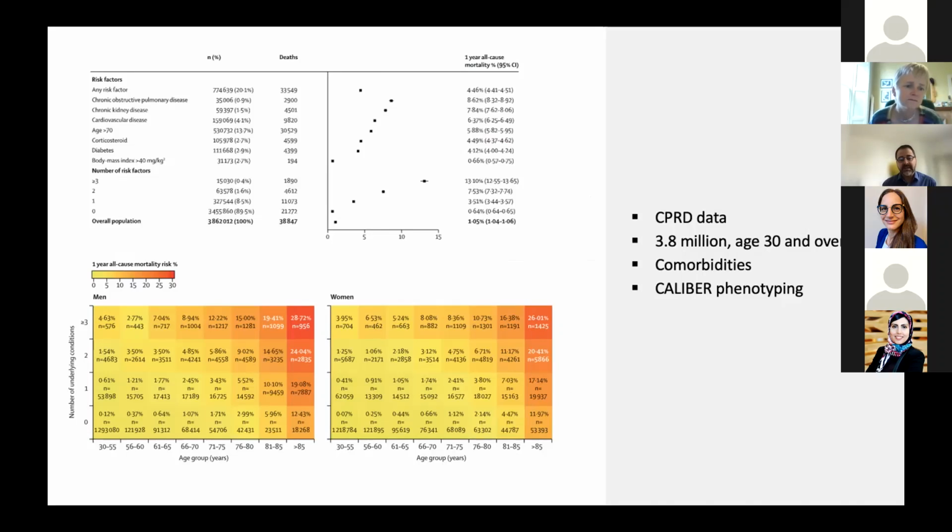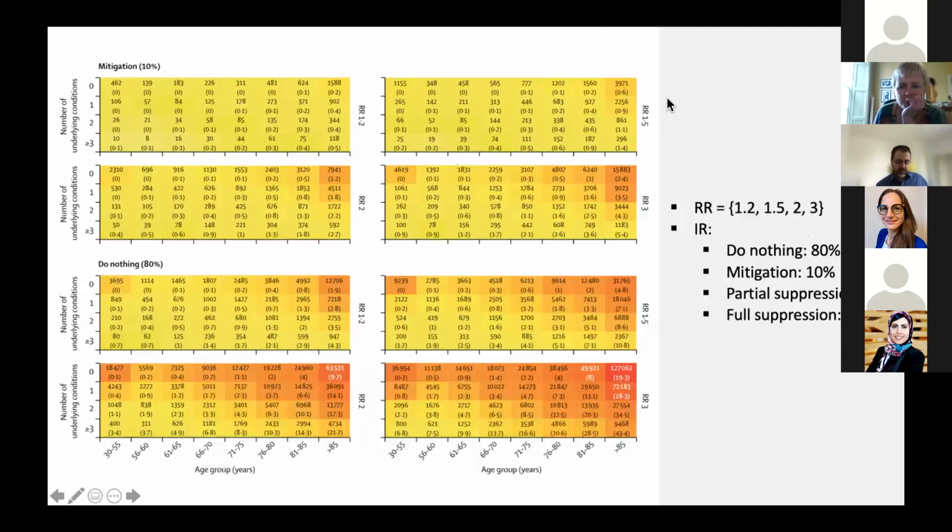So the diseases and comorbidities that were used in the prediction study were CVD, CKD, diabetes, being on corticosteroid, age over 70, and body mass index. But for simplicity of the plots, I'm going to show you the plots with number of comorbidities, 0, 1, 2, or 3 and more. This study was based on CPRD data of about 3.8 million people of age 30 and over, and CALIBER phenotyping was used to identify these diseases.